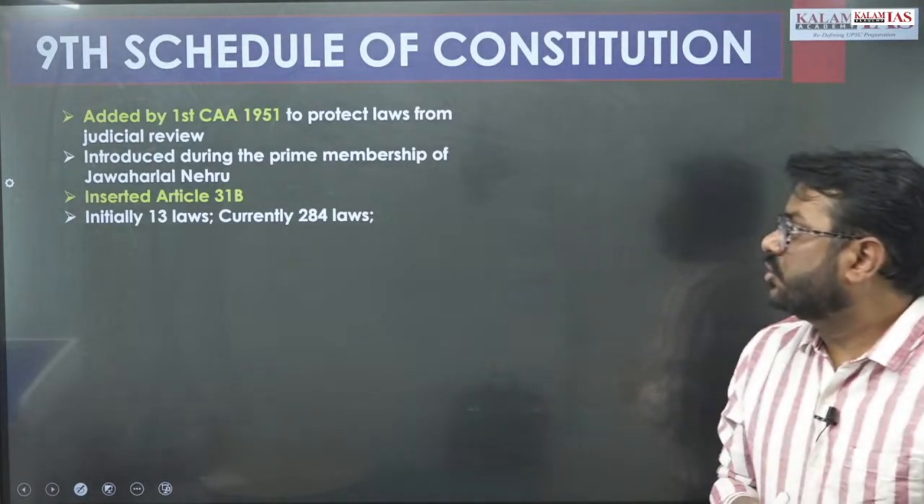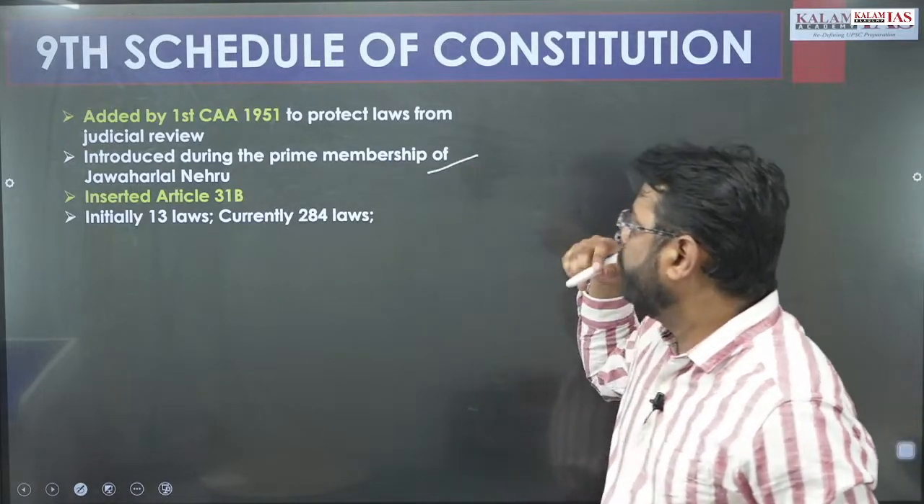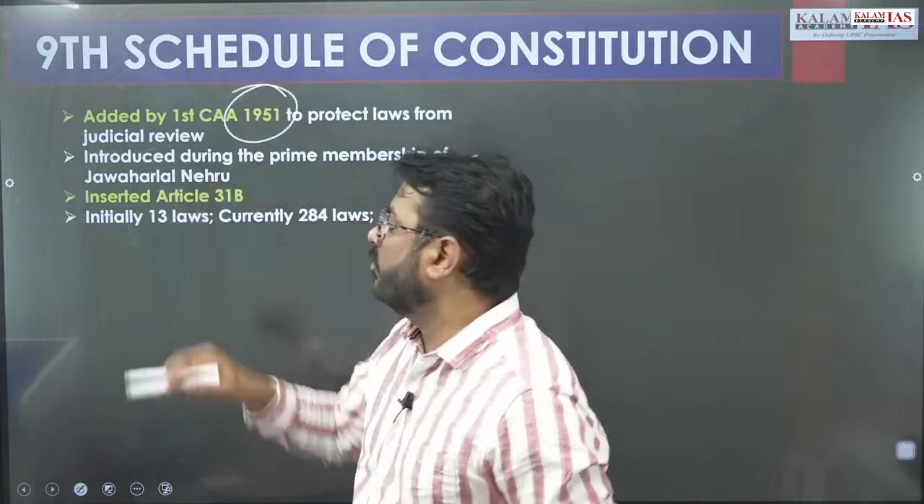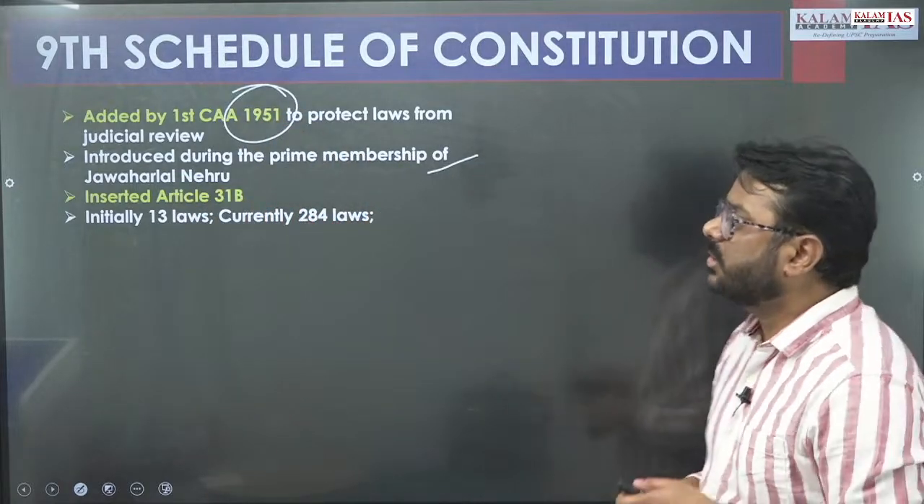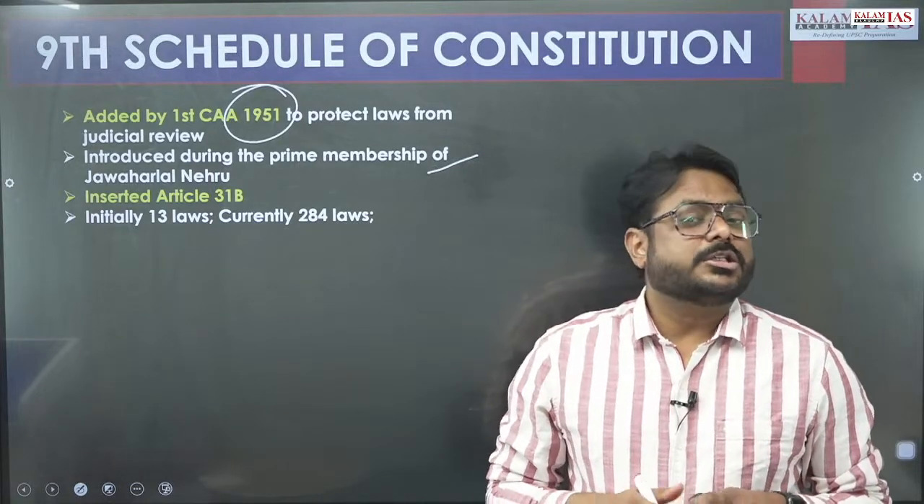So it was introduced during the prime ministership of Jawaharlal Nehru. Obviously this was the first constitutional amendment in 1951. So at that time Jawaharlal Nehru was the prime minister. It inserted the Article 31B of the Constitution of India.